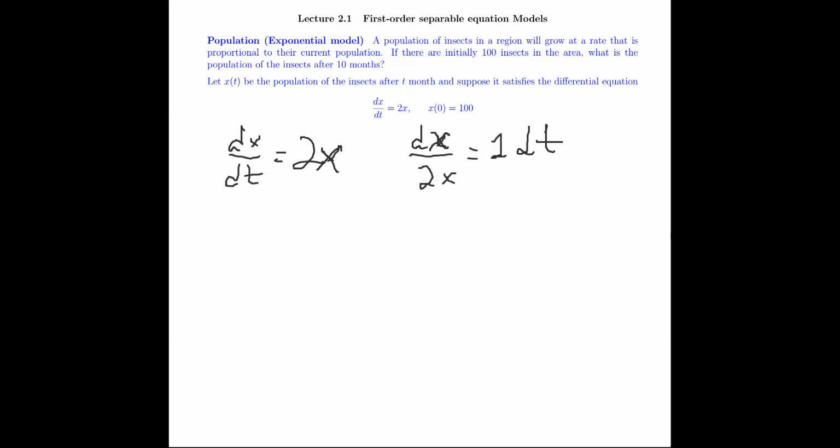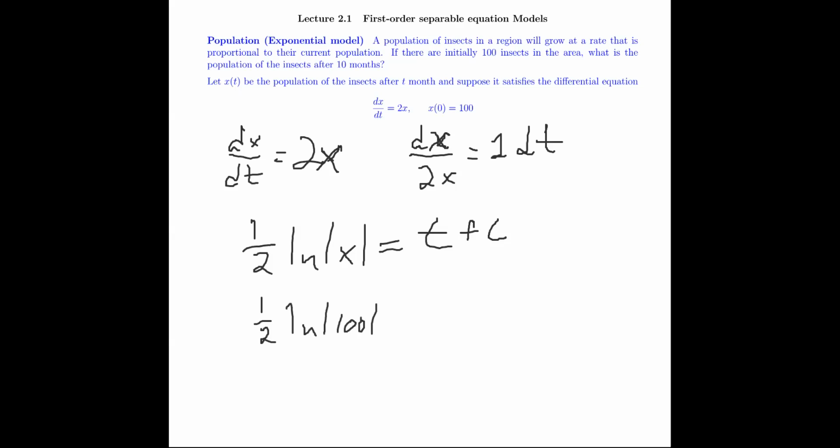We can integrate both sides here. So the integral of the left-hand side with respect to x is 1/2 ln of the absolute value of x is equal to, and then we integrate the right-hand side with respect to t, and so we get t plus c. Here we also have x of 0 is 100, so this tells us that 1/2 ln of 100 is equal to 0 plus c. Or in other words, c equals 1/2 ln of 100, which gives us the equation 1/2 ln of the absolute value of x is equal to t plus 1/2 ln of 100.